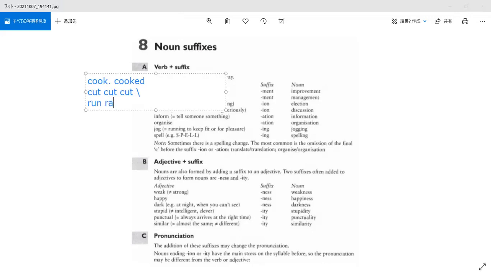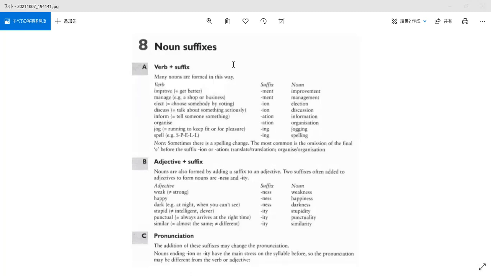Run, ran, run. Another irregular one. And again, as I have told you, irregular verbs, you need to memorize them. There's nothing that I can do for you. I'm really sorry about that. You just Google, type list of irregular verb and try to memorize it. Because that's what I have done before during junior high school.